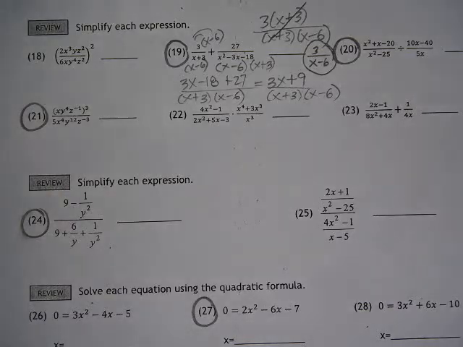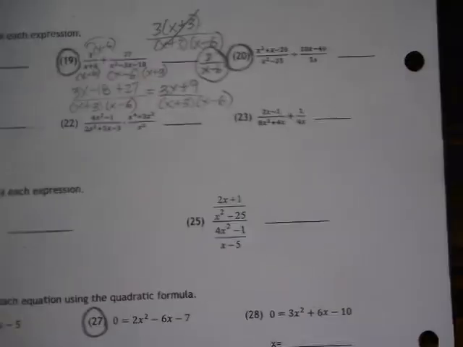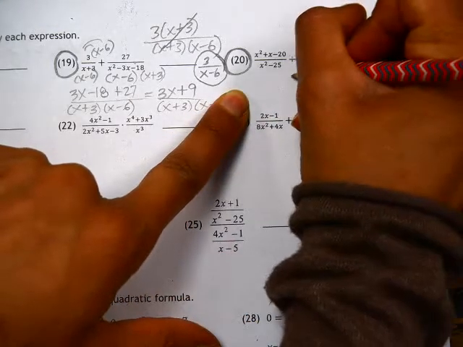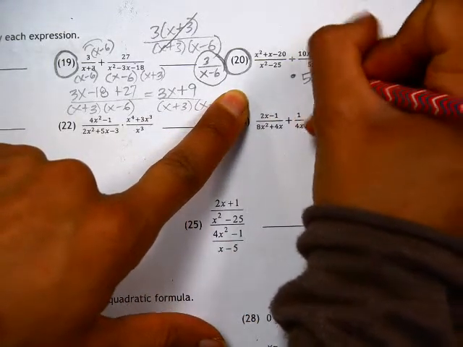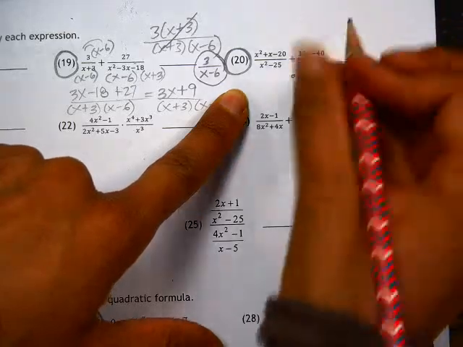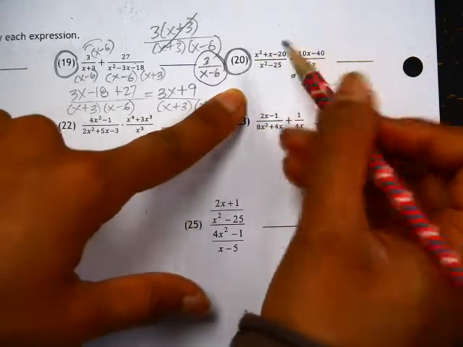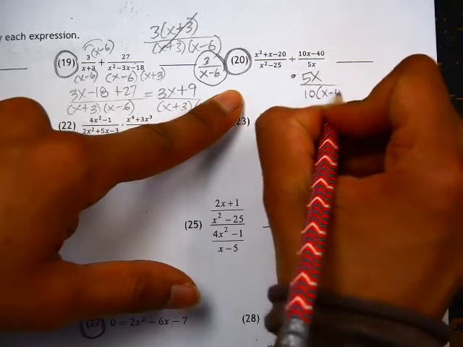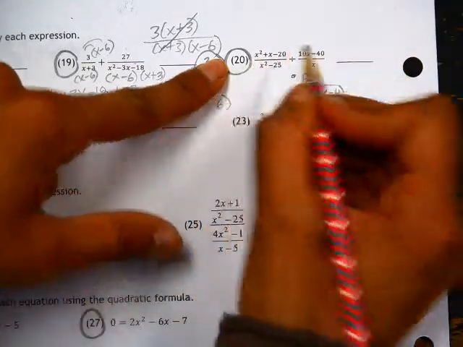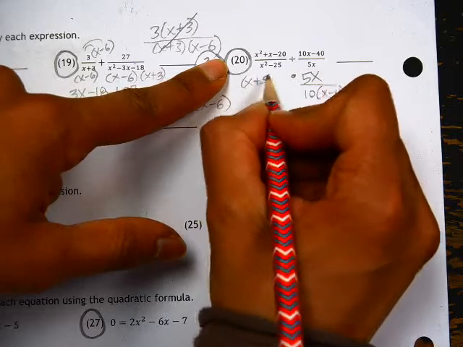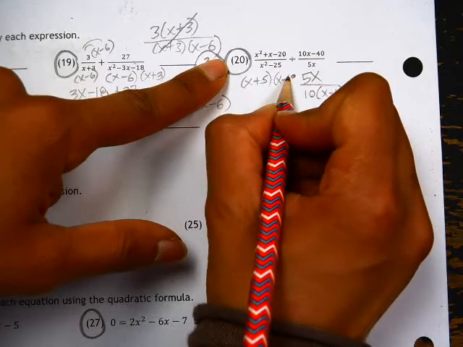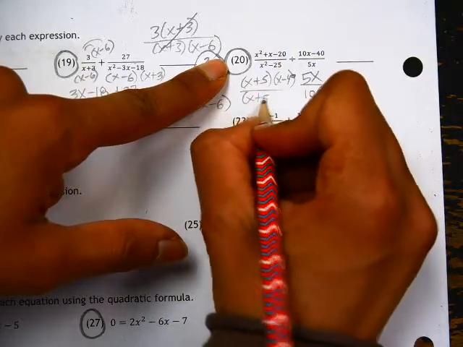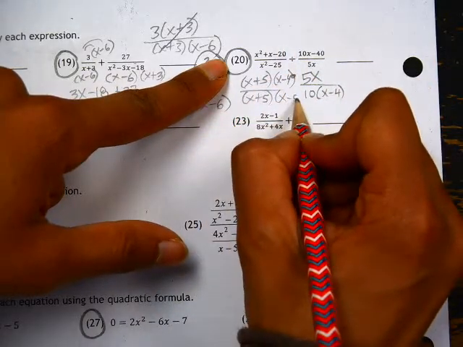On number 20, we're dividing rational expressions. When we're dividing, we are multiplying by the reciprocal. So I'm going to switch the numerator and the denominator on this one. We also need to factor everything before we can cancel. So this will be 10(x - 4). This quadratic is (x + 5)(x - 4). And this is a difference of squares, (x + 5)(x - 5).